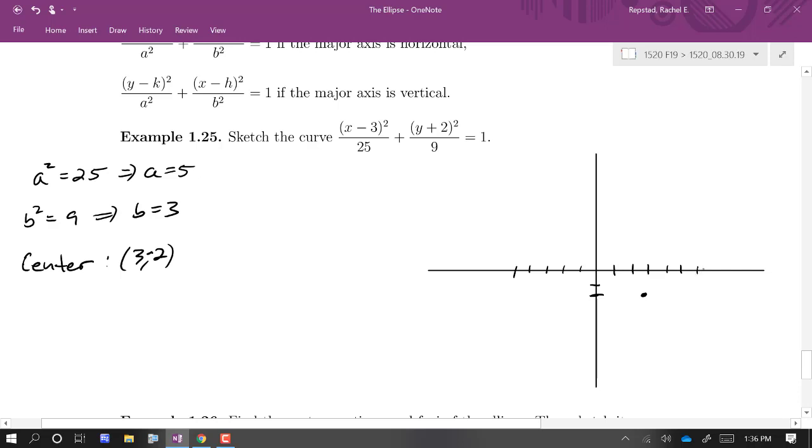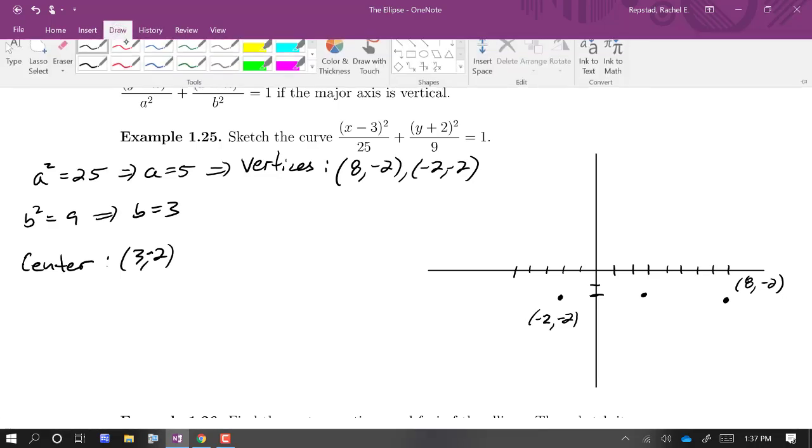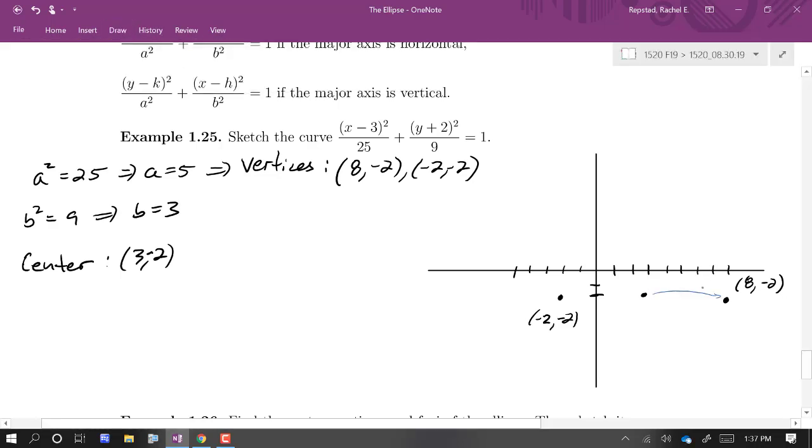1, 2, 3, 4, 5. So that's over here at 8, -2. And then 1, 2, 3, 4, 5 here at -2, -2. So, yeah, 8, -2, and -2, -2. And that's because we're going 5 units in either direction.